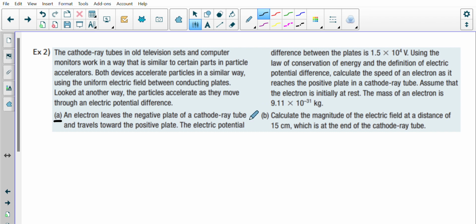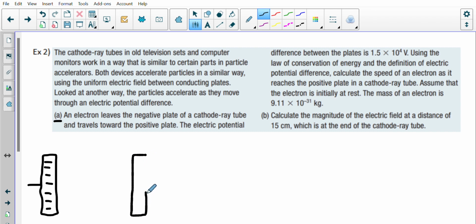All right, so here's what we got. I always read the question, then go back over it. An electron leaves a negative plate. All right, so we got two plates here. I don't know how I'm going to draw it. I guess we draw a plate like this. There's our negative plate. So let's put negatives there. All right, then we have a positive plate over here. So we'll put our positives.